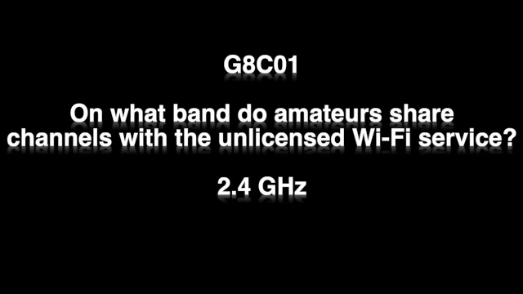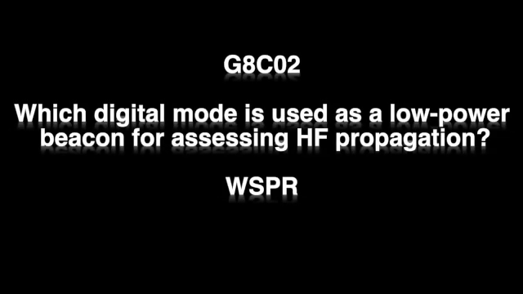Group G8C, digital emission modes. G8C01. On what band do amateurs share channels with the unlicensed Wi-Fi service? 2.4 GHz. G8C02. Which digital mode is used as a low-power beacon for assessing HF propagation? WSPR.